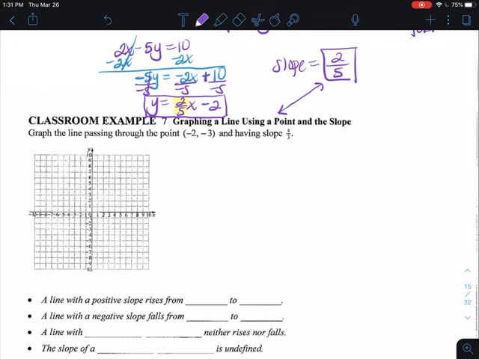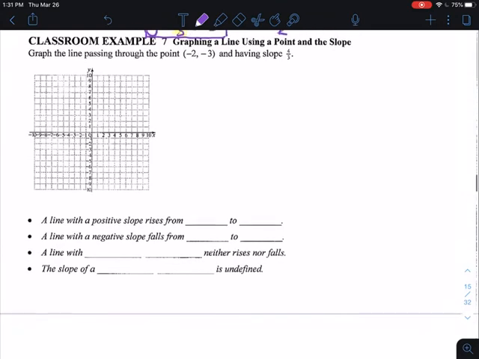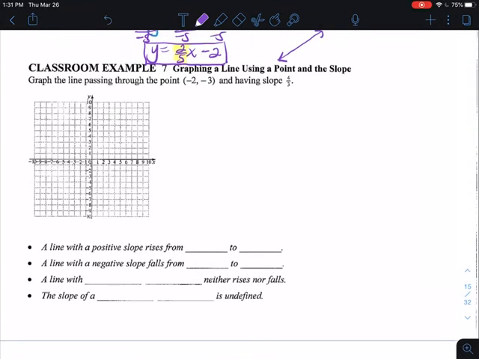Now we're going to graph using a point and a slope. So earlier when we talked about slope, it is also the rise over the run. So the rise means the up and down. How far up and down you go. So up, down movement. And the run is your left, right movement.